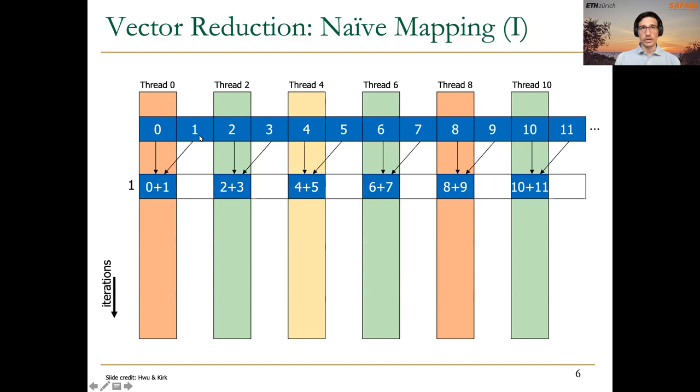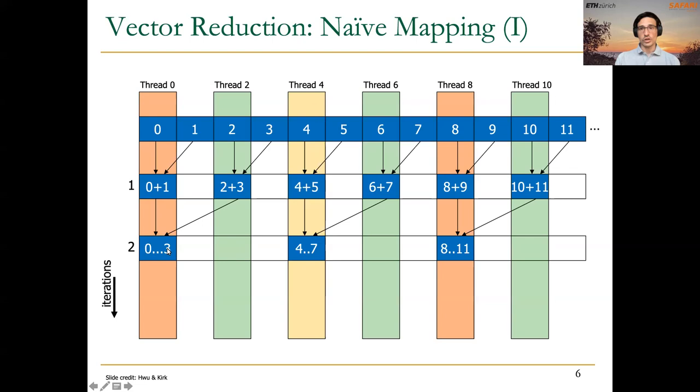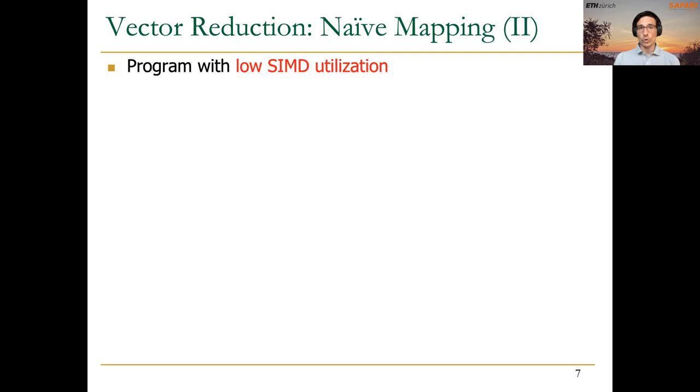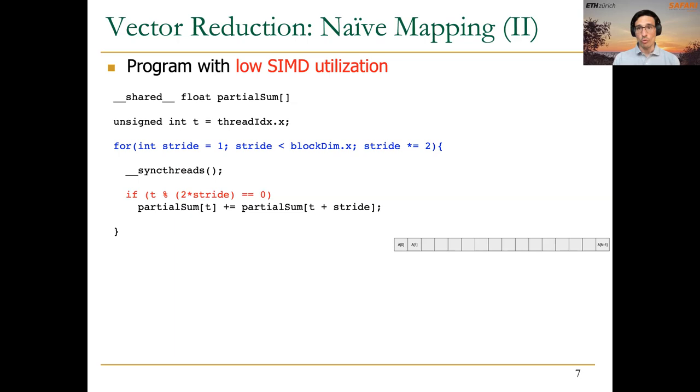We perform and accumulate the partial results in some temporary storage. In the next iteration, half of the threads retire, and we continue adding values and obtaining partial sums, partial reductions, until we get to the final value. The problem with this kind of naive mapping is that it causes low SIMD utilization, and this low SIMD utilization in the end is going to cause bad performance.